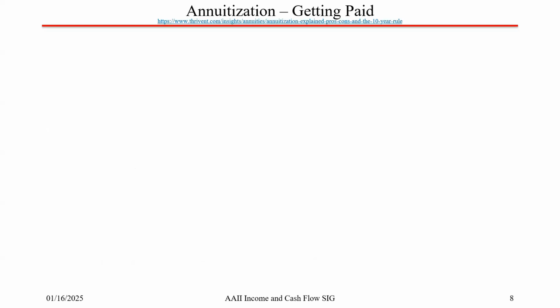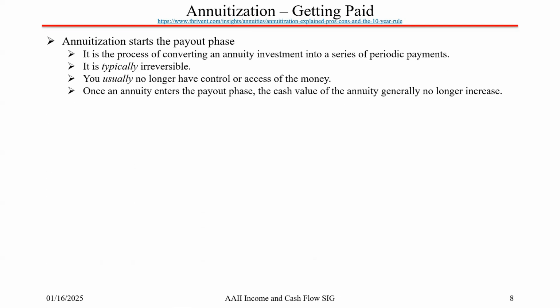So, annuitization, meaning getting paid. Annuitization starts the payout phase. It is the process of converting an annuity investment into a series of periodic payments. Typically, this is irreversible. I say typically because there are policies that are reversible. Read your fine print. You usually no longer have control or access of your money. You just get a check from the insurance company every month. Again, usually.